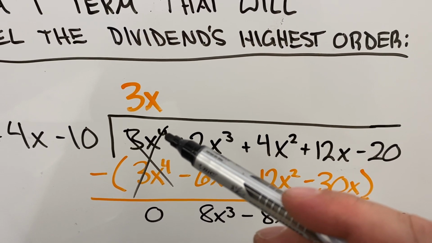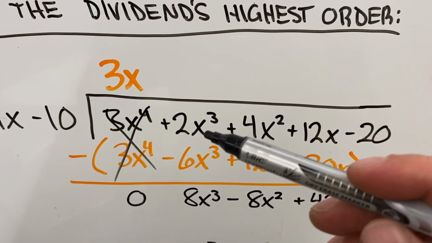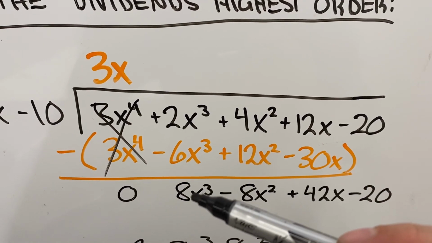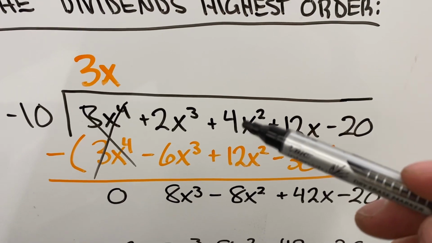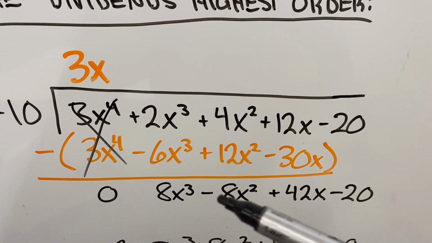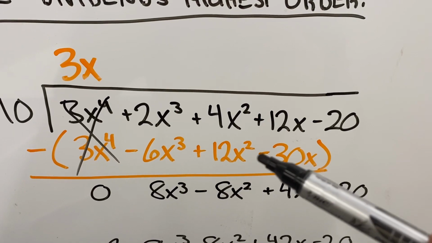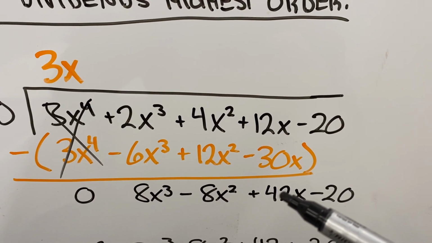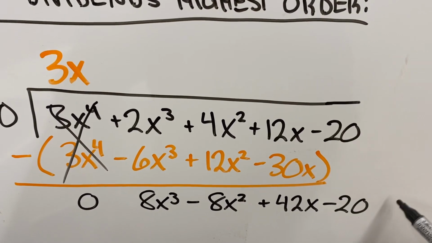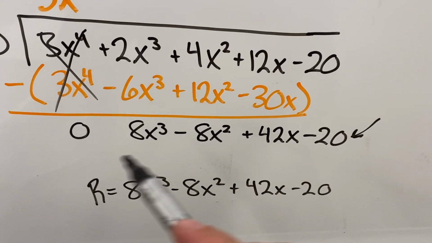3x to the 4 from the original dividend cancels with what we just came up with, so we get 0. Moving down the line, we have 2x cubed minus negative 6x cubed, which gives us 8x cubed. 4x squared minus 12x squared leaves us with minus 8x squared. And 12x minus negative 30x leaves us with 42x. And our minus 20 just drops down. So this is now the remainder, r.